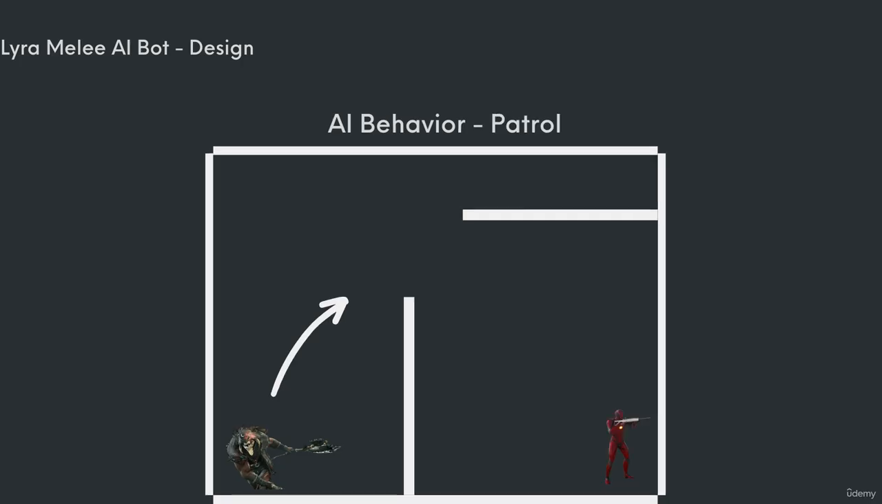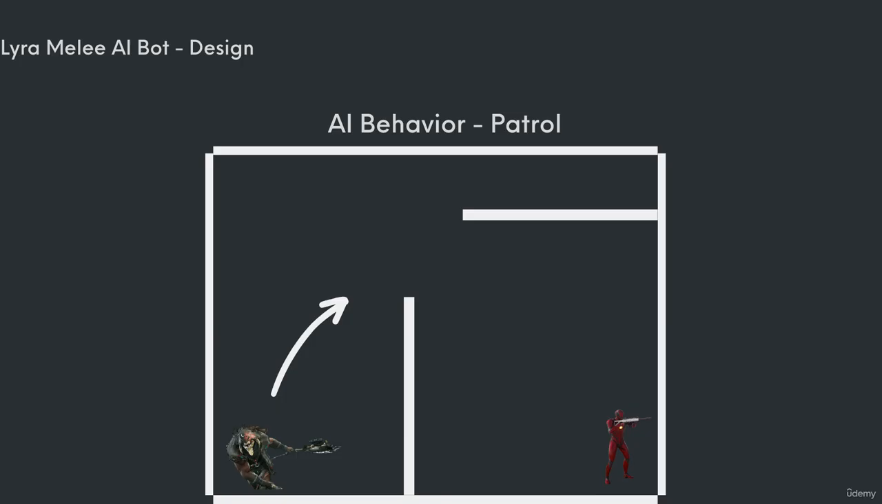Patrol. If the enemy is not seen, behavior is set to patrol. During patrol, the bot uses the EQS system to search for the enemy and moves closer to the enemy so that the enemy can be seen via sight perception. And that's the overall design of the behavior tree for the melee bot.